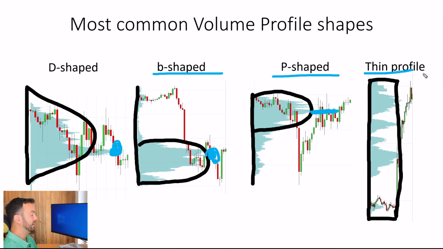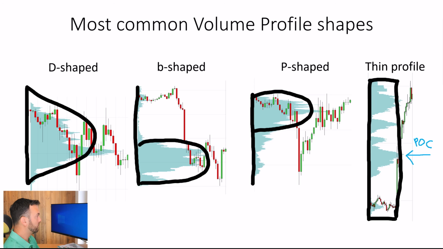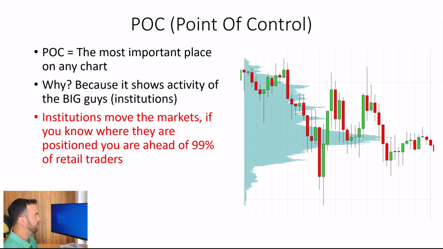And then with the thin profile, sometimes it's a bit hard to tell, especially if there are a couple of volume clusters like here. But I think looking at this profile that the point of control, the heaviest volumes were traded right here. So in this case, this is the point of control here, right? So every volume profile has a point of control, no matter what the shape of the volume profile is, no matter how the volumes are distributed throughout the whole day. And in each of those shapes, the point of control is the most important place. So as I was saying, point of control is the most important place on any chart.